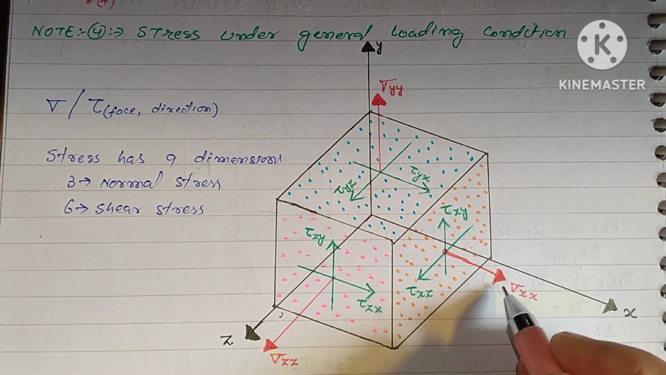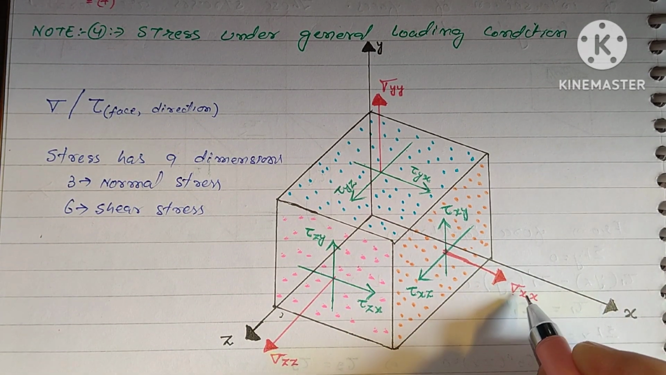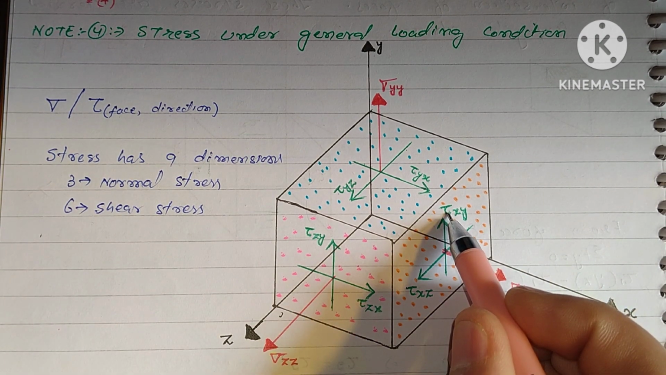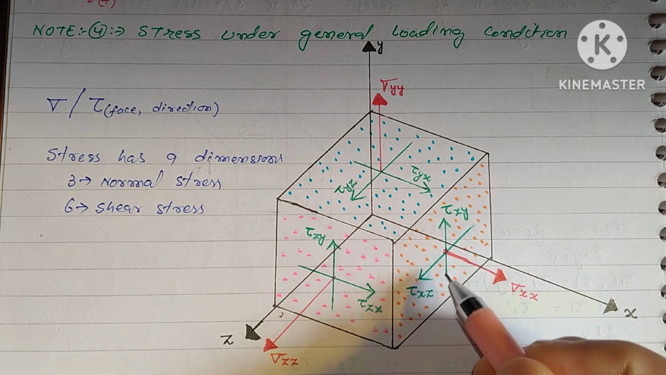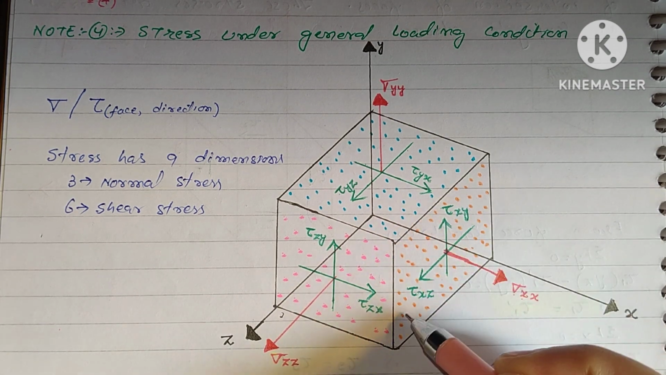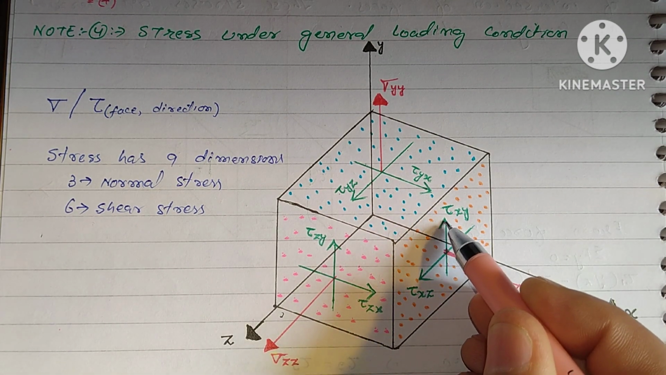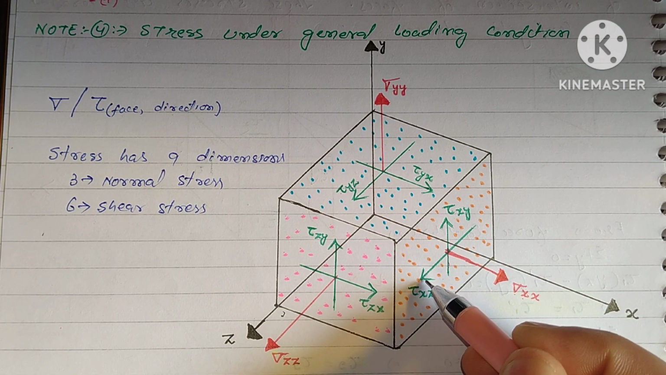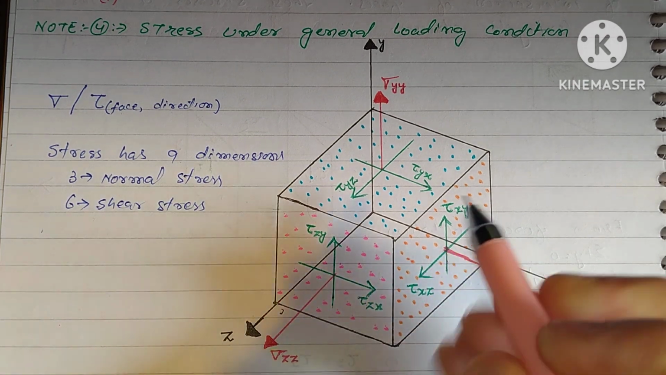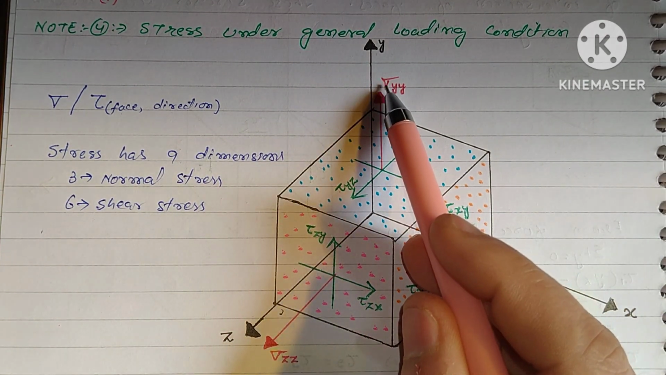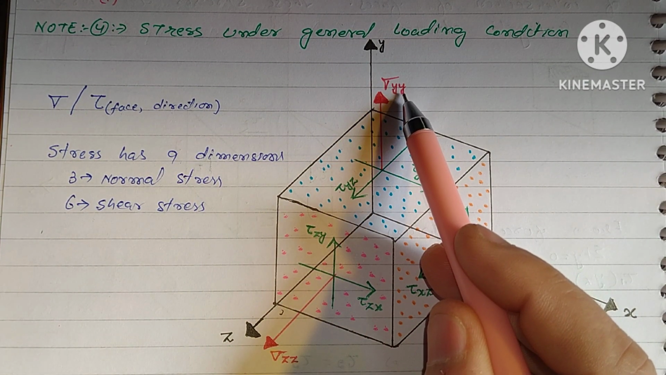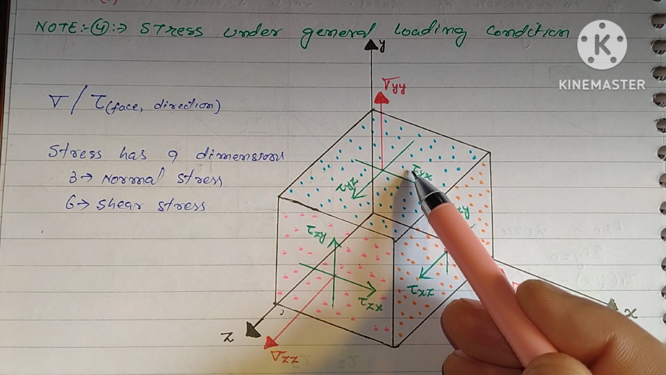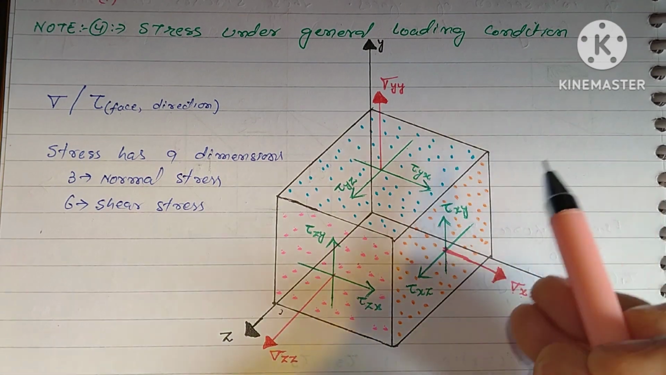Take this. It is a normal stress on x phase in x direction. This is the nomenclature. This is the shear stress on x phase in y direction. This is the shear stress on x phase, but it is pointing in z direction. Coming to this, it is the normal stress on y phase in y direction, and this is shear stress on y phase in z direction. This is shear stress on y phase in x direction.